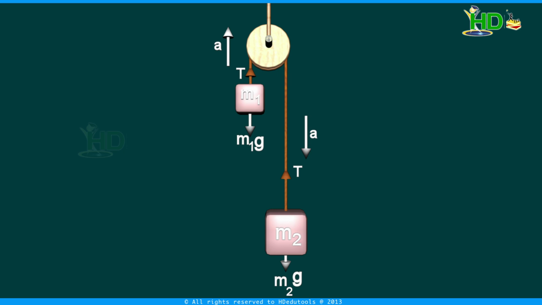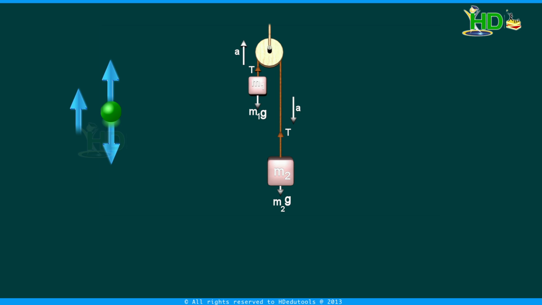Now we take free body diagrams at M1 and M2. At M1, M1g is vertically down, tension T is vertically up. It is moving with acceleration A in the upward direction. For this we can write the equation for net force, that is M1A. This is equal to T minus M1g. Here T is in the direction of M1A and M1g is opposite to M1A.